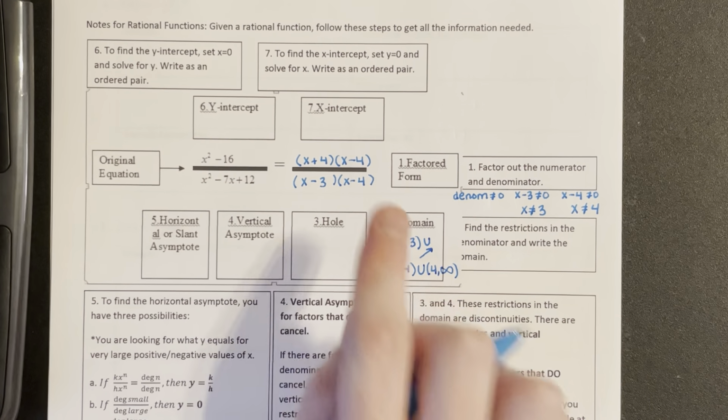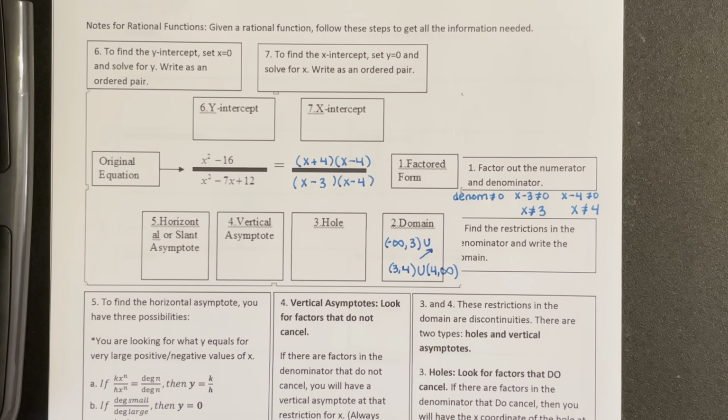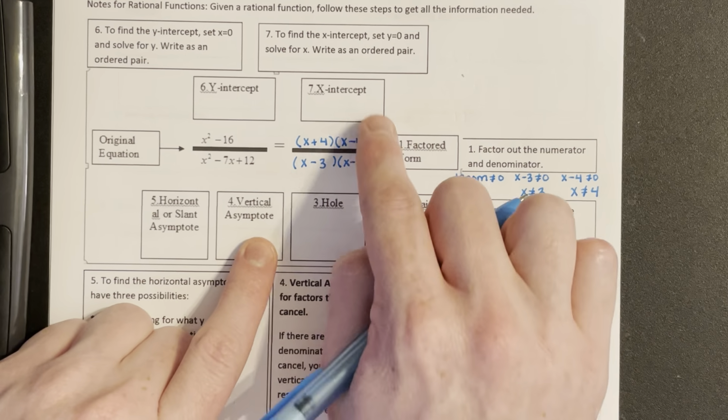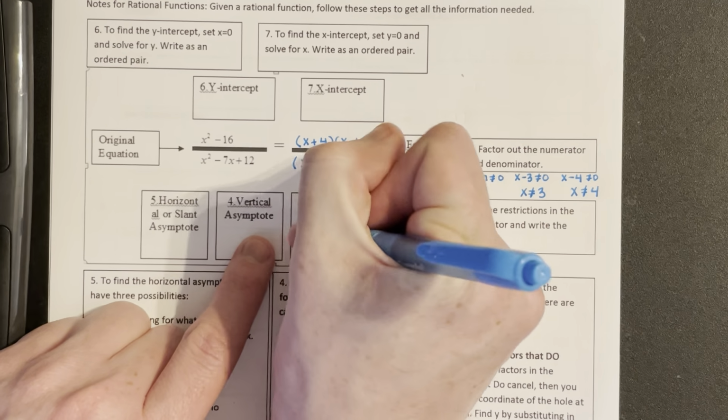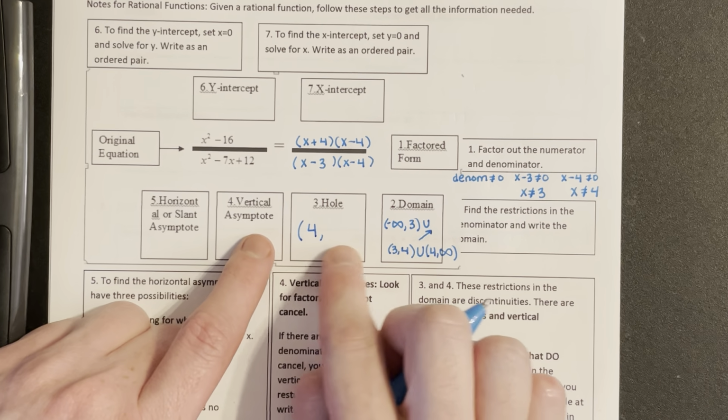So this part we found the domain algebraically before, but we have not found holes. A hole happens when you have a common factor on top and bottom. So look for factors that do cancel. If there are factors in the denominator that do cancel, then you'll have the x coordinate of the hole at that location. We find the y value by substituting into the reduced function for x and complete the ordered pair. So what that's saying is I know that x minus 4 is canceling, it's a common factor, so the hole is happening at 4. But I don't know exactly what the y value is.